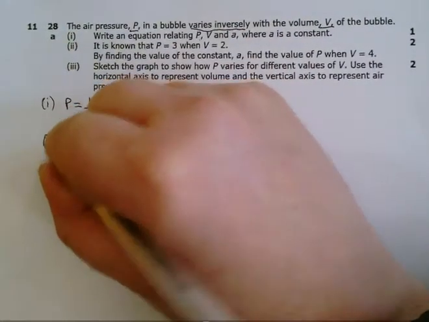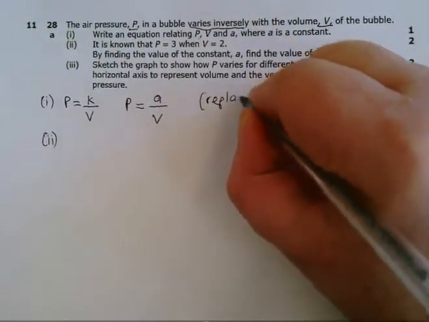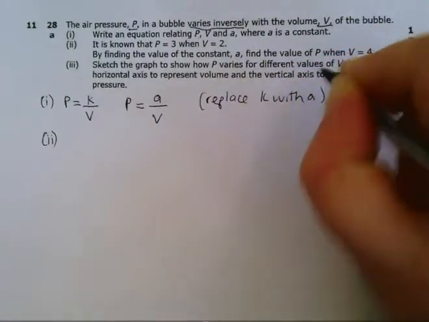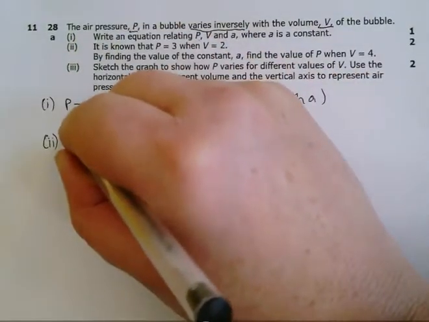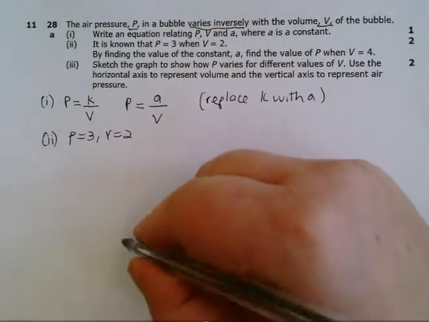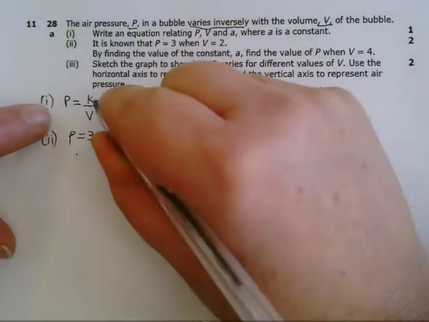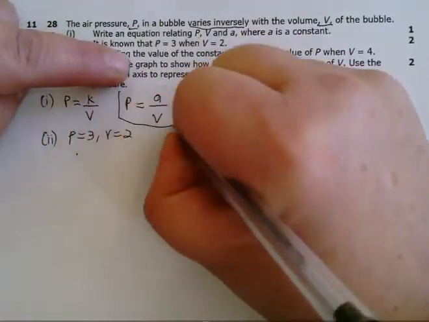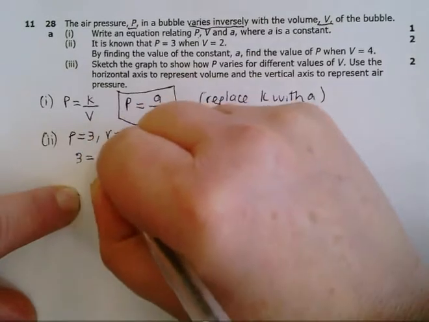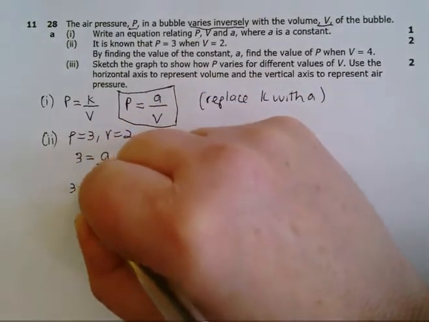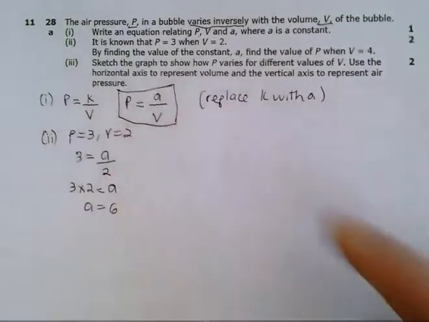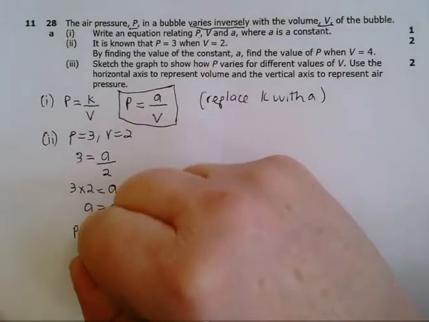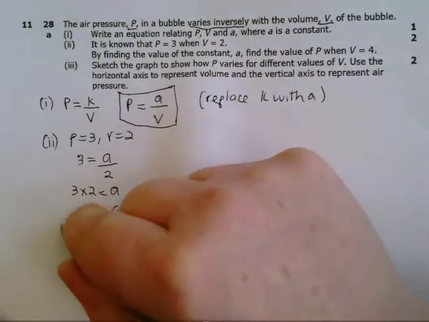Now part 2, it is known that P equals 3 when V is 2. So P equals 3 when V is 2, we're going to find A. So we've got P equals A on V, so we're using this formula here. So I've got 3 equals A over 2. So 3 times 2, the inverse operation of dividing by 2 is to times by 2. 3 times 2 is 6. So therefore the formula is P equals 6 over V.